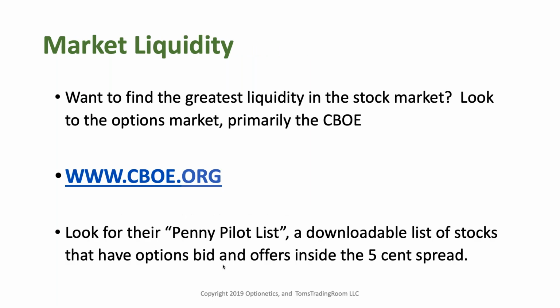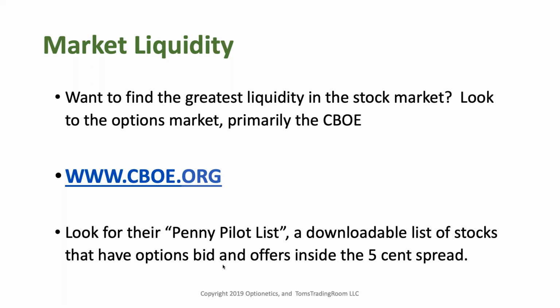cboe.org is the Chicago Board Options Exchange. What you're doing is you're going to look for their penny pilot list. It's a downloadable list of stocks that have bids and offers on options inside the 5-cent window, okay? I mention this on every Optionetics event when we do week 1. This is where we start, all right? If you haven't done this, check it out. If you have not updated your list, you need to do so, because I update this list. I try to go in and update it at least quarterly.